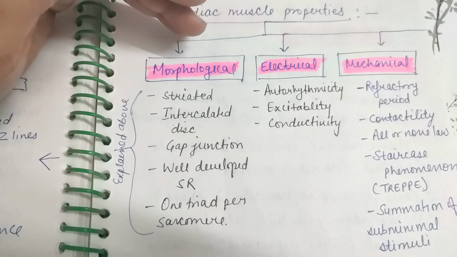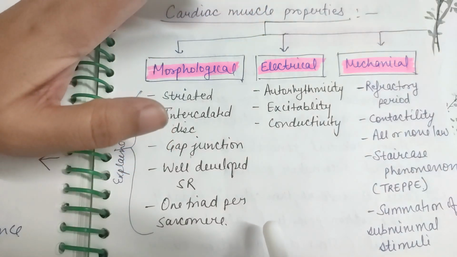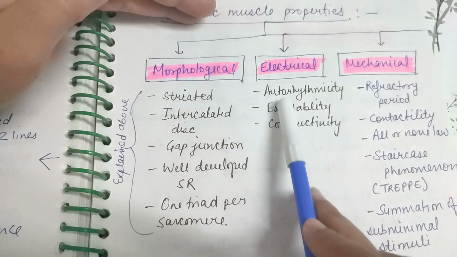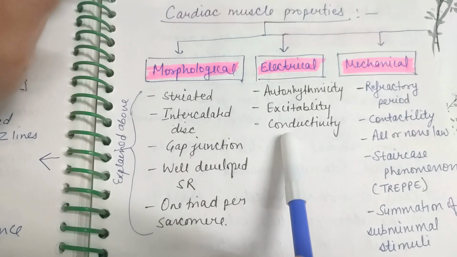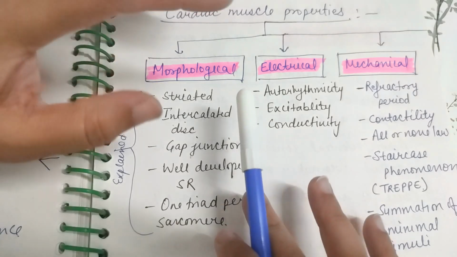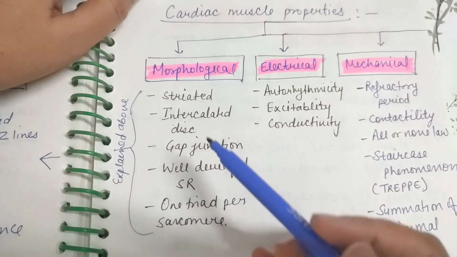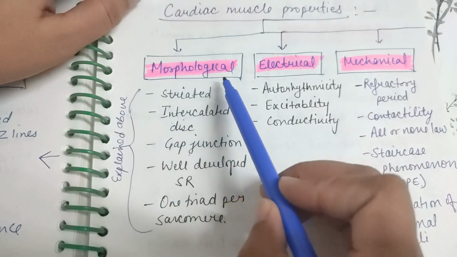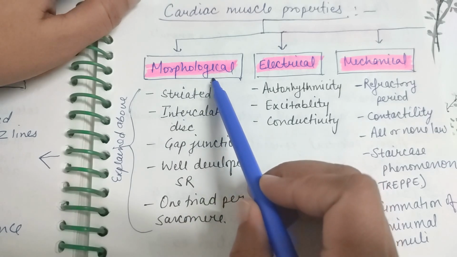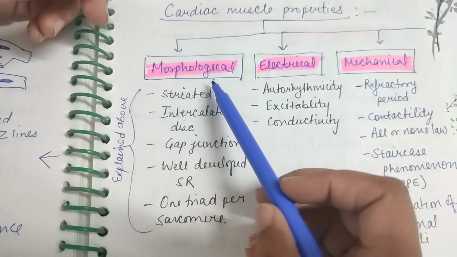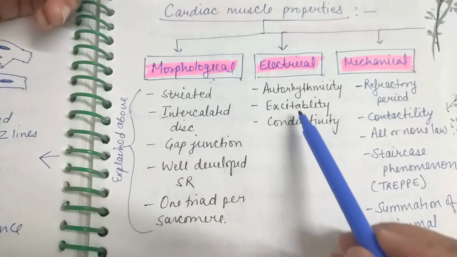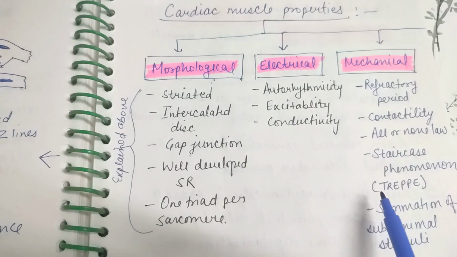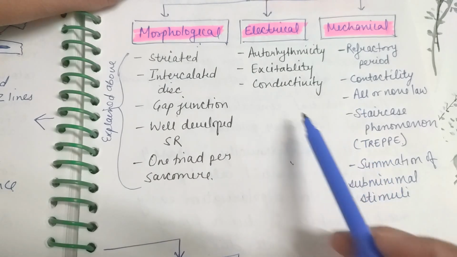Mostly you'll find videos or material in books explaining these three properties when we talk about cardiac muscle properties, right? So we should have a clear picture. What are those properties? Properties of cardiac muscle are basically divided into four categories. One is the morphological property, which tells about the structural components of cardiac muscle that make it different from skeletal muscle, right? Then there are electrical properties and mechanical properties, which we often explain in all the videos and study material.